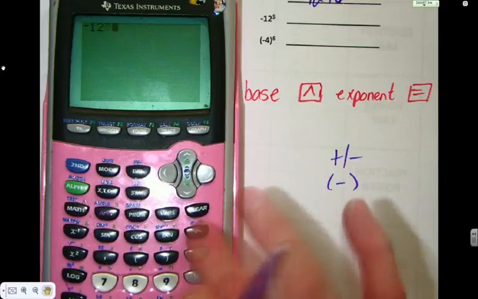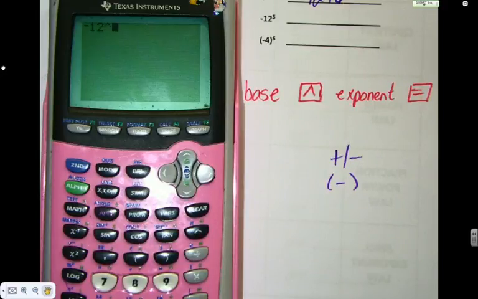Then I'm doing my exponent key, which I have the caret. And then I'm doing exponent of 5. You should have negative 248,832. Again, if you didn't get that, talk to someone around you or come show me. So it might be 12 negative, it might be negative 12. It just depends on the order of your calculator.